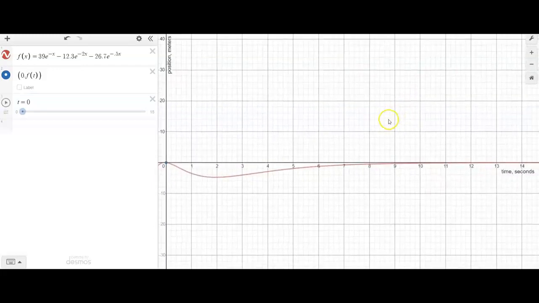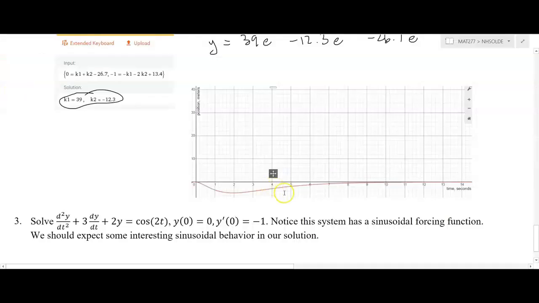So there's that initial movement. Watch this little dot here as we press play. Slow this down a bit, make it move forward just once. So there we go. Not super exciting, but if you're designing a suspension system, maybe that is very exciting. Great, so there we have our final solution.